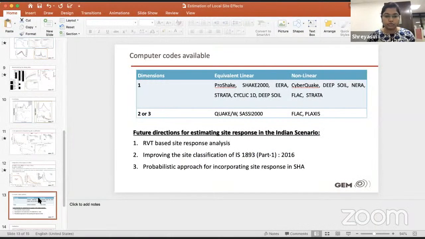Yeah. So some of the computer codes that are available I've shown here, if we are interested in 1, 2, or 3 dimensions. Some of them are open source and some of them are quite commercial.